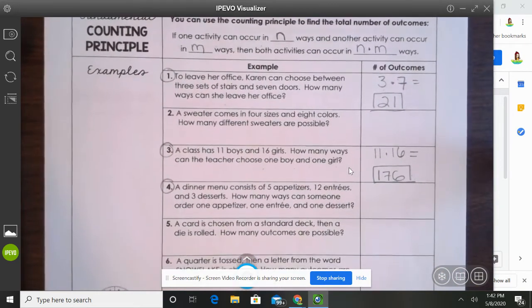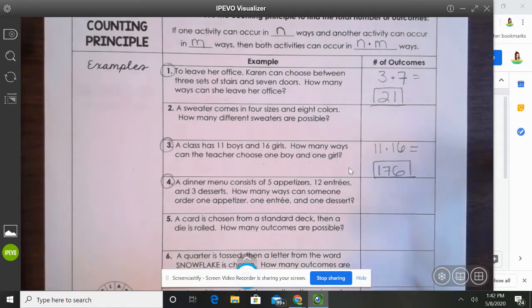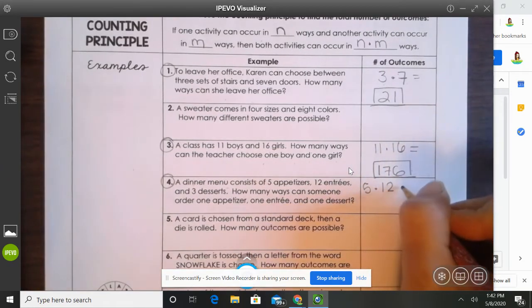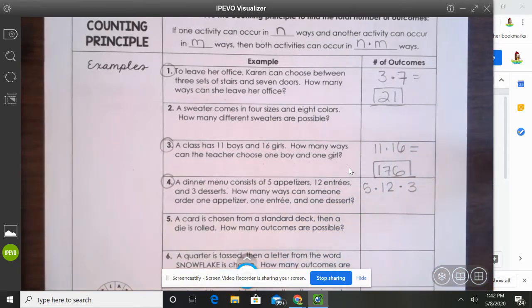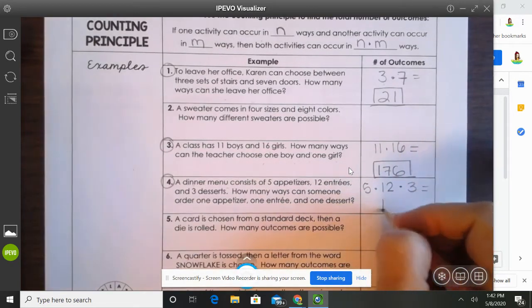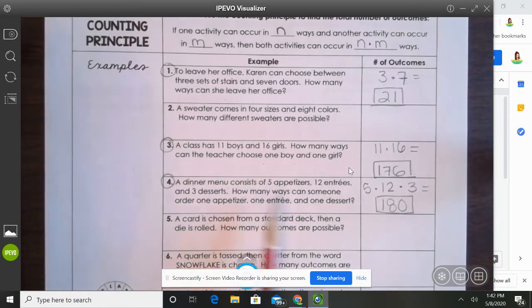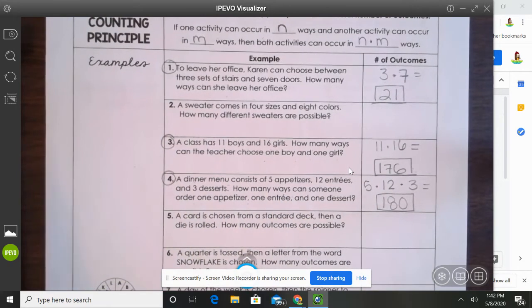All right, let's see. Number 4, I'm going to do number 4. It says a dinner menu consists of 5 appetizers, 12 entrees, and 3 desserts. How many ways can someone order one appetizer, one entree, and one dessert? All right, so you multiply the 3 numbers. That's 5 appetizers times 12 entrees times 3 desserts, and you get 180 ways. That's the answer. That's it, guys.